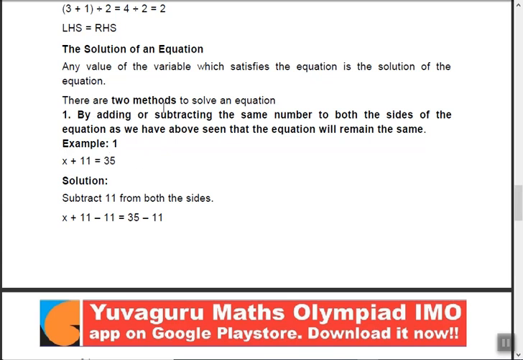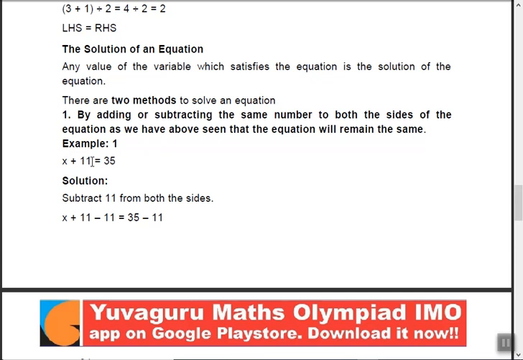So here, there are two methods to solve the equation. Number one, by adding or subtracting the same number on both sides of the equation. As we have seen above, the equation will remain the same. Okay. So x plus 11 equals 35. How to solve this? Add or subtract the same number. Which number will you use here? See here, x plus 11. Always try to keep the variable on the left hand side separate. Remove everything which is attached to it. So what is attached to it now? x plus 11. Try to remove this 11.